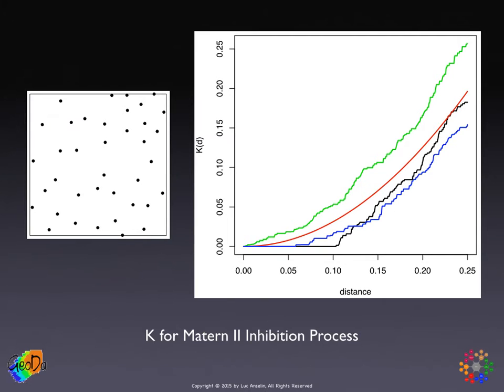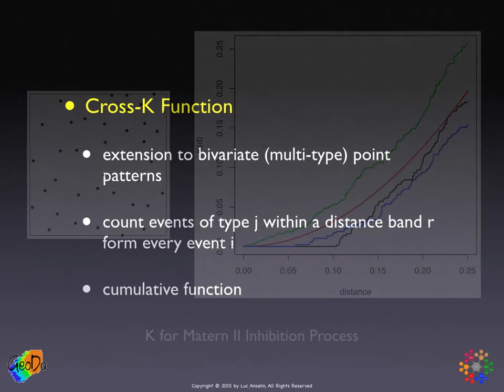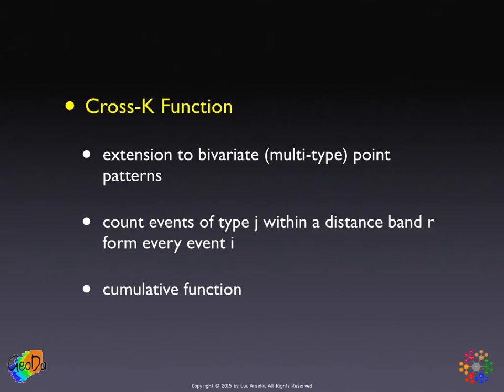When it's above the reference line, it's clustering; below the reference line, it's inhibition. An interesting extension of the K function is to account for multi-type points, and specifically bivariate point patterns. And this is operationalized in what is called the cross K function.